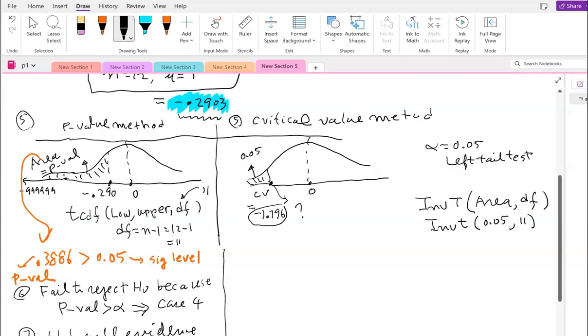But what is our test statistic? Our test statistic is negative 0.29. So negative 0.29 is right there. Okay. So the test statistic is not.